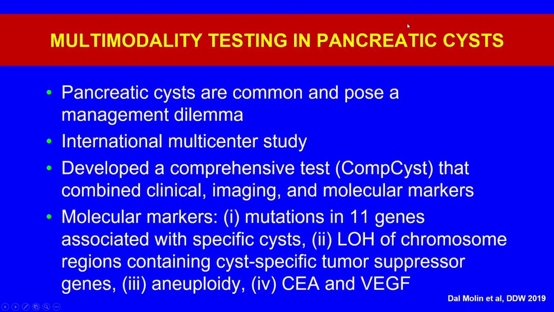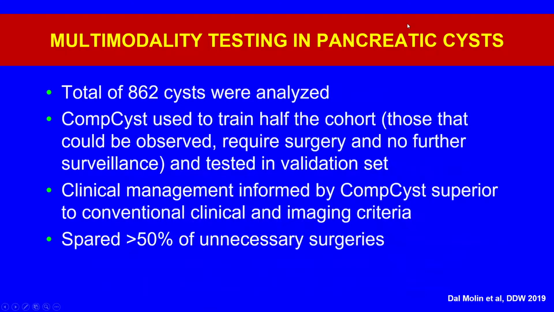This was an international multi-center study, and the investigators actually developed a comprehensive test. They call it the CompCyst. These are results that were presented at DDW this year, and they combined clinical, imaging, and molecular biomarkers. The molecular biomarkers they included were mutations in 11 genes that were associated with specific cysts, loss of heterozygosity, aneuploidy, CEA, and VEGF. And using this panel, what they showed us was that the clinical management can be significantly altered.